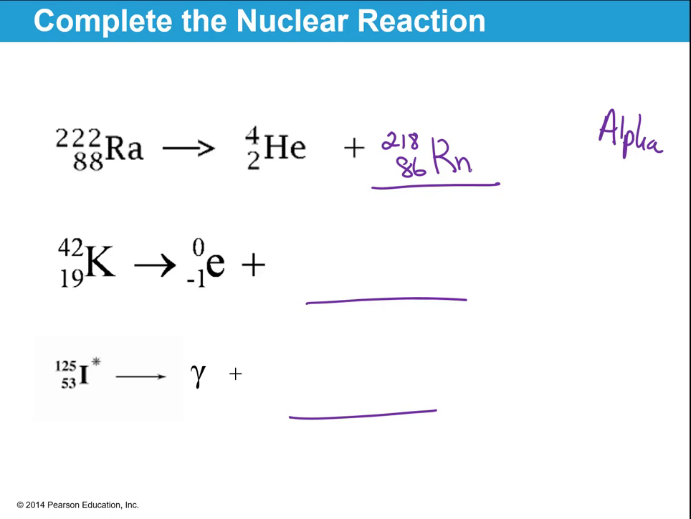Next one, potassium. If it undergoes this decay, this is beta, and you can recognize it because of that electron as one of the products, okay? So what happens to the mass? Stays the same, so it's still 42. What happens to the number? Goes up, so it is calcium because it's 20.